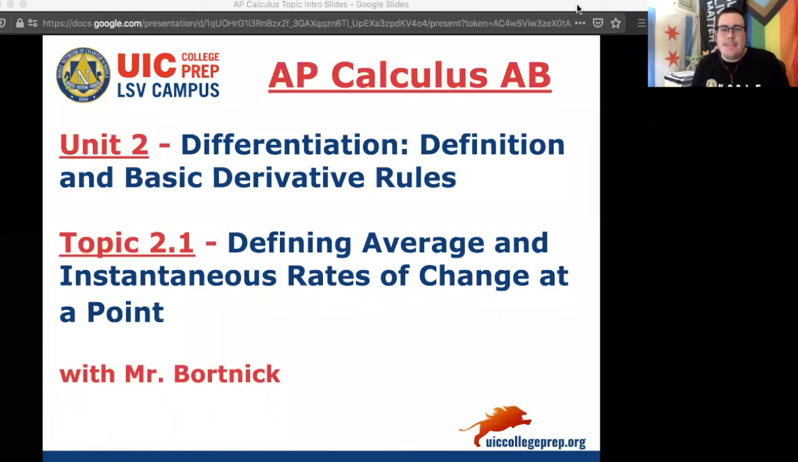Hey everybody, welcome to AP Calculus AB. We are starting Unit 2 today, which is on differentiation, and this chapter is about the definition and basic derivative rules. Today's focus is topic 2.1, which is defining average and instantaneous rates of change at a point.